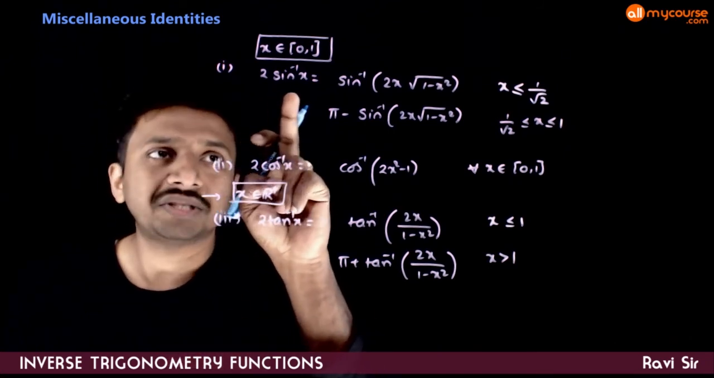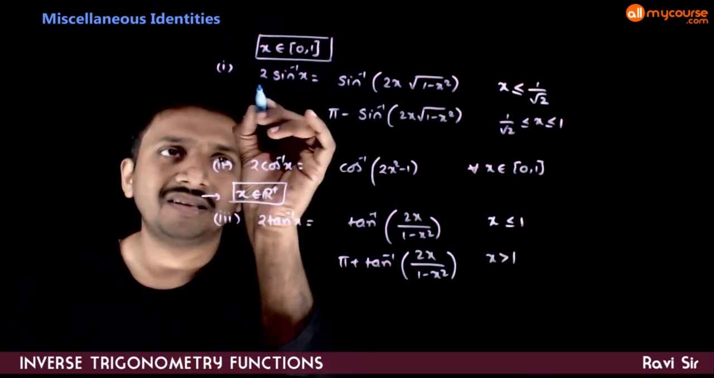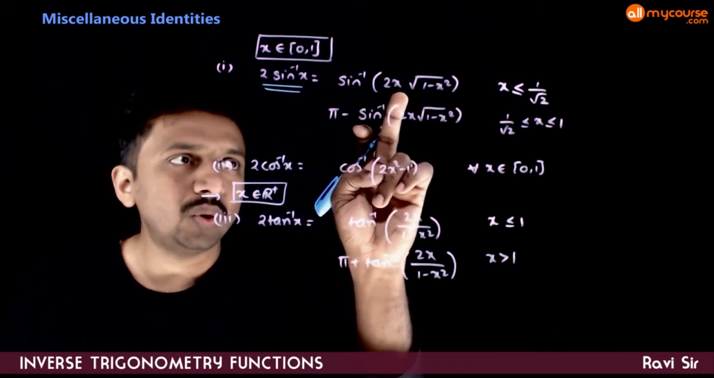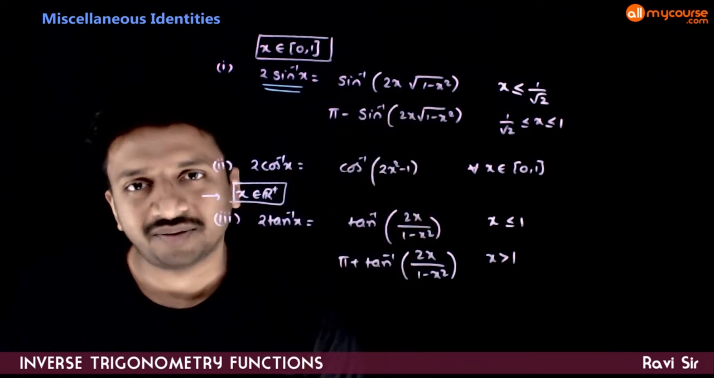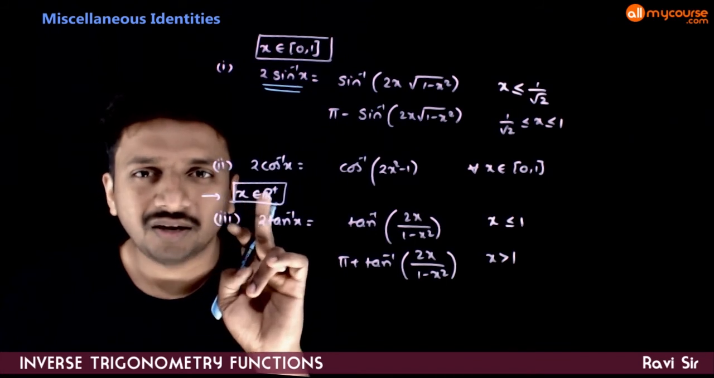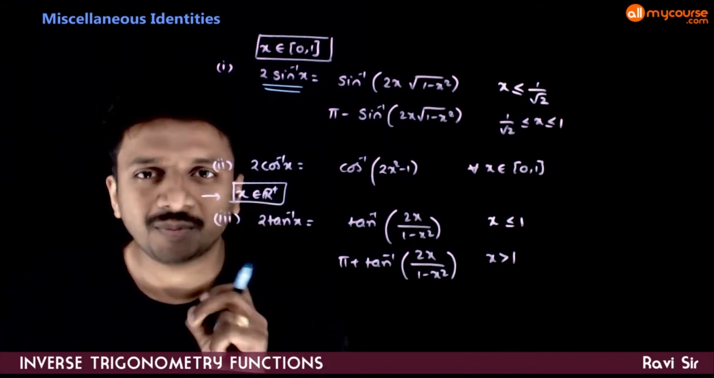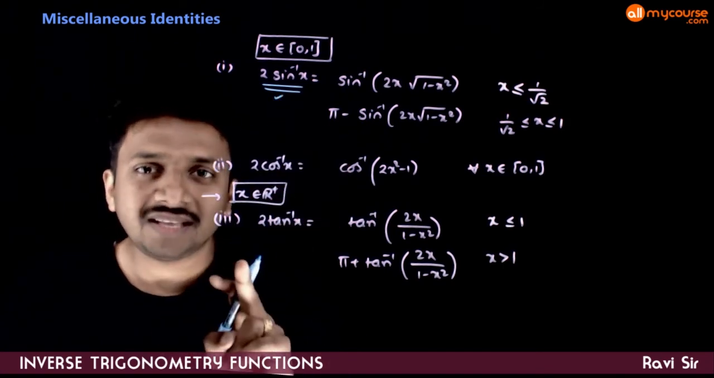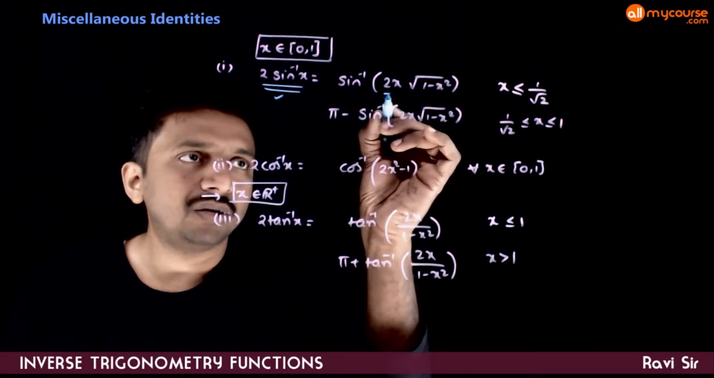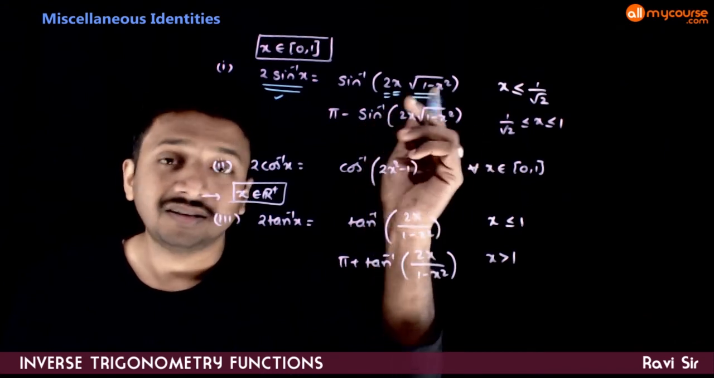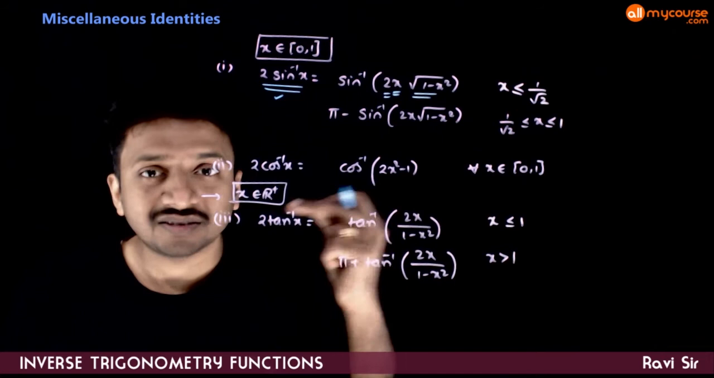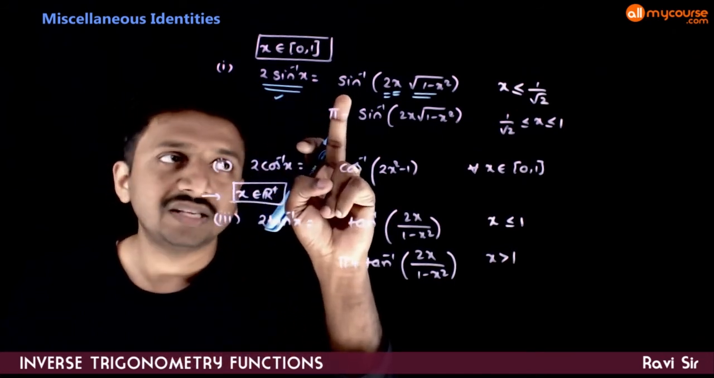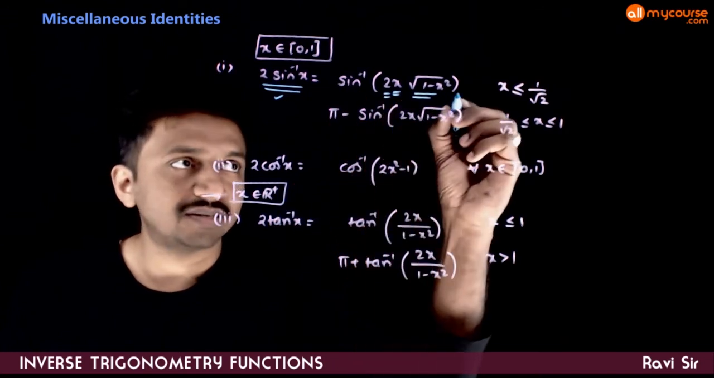The first is 2 sine inverse x. 2 sine inverse x is equal to sine inverse of 2x into root of 1 minus x square. Again, the formulas look very close to your trigonometric formulas. What is the formula for sine 2 theta? 2 sine theta cos theta. Here cos theta is root of 1 minus sine square theta. So 2 sine inverse x is equal to sine inverse of 2x root of 1 minus x square.